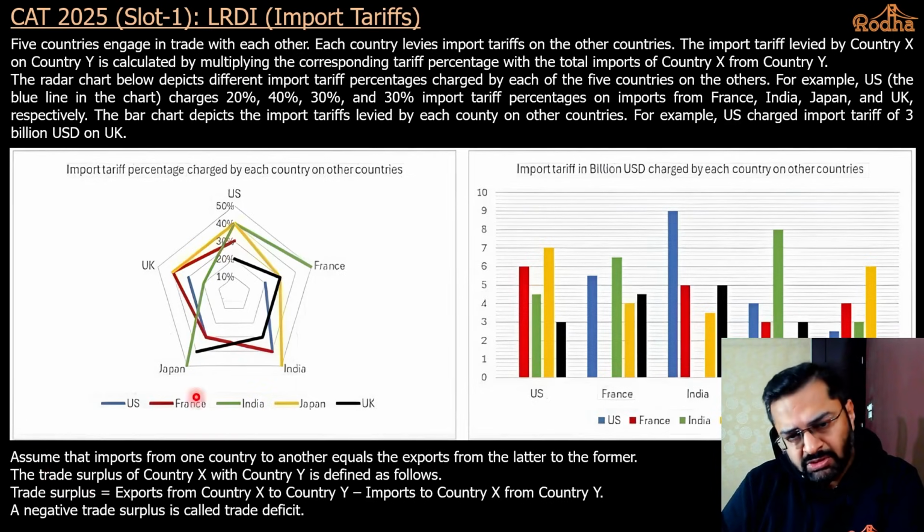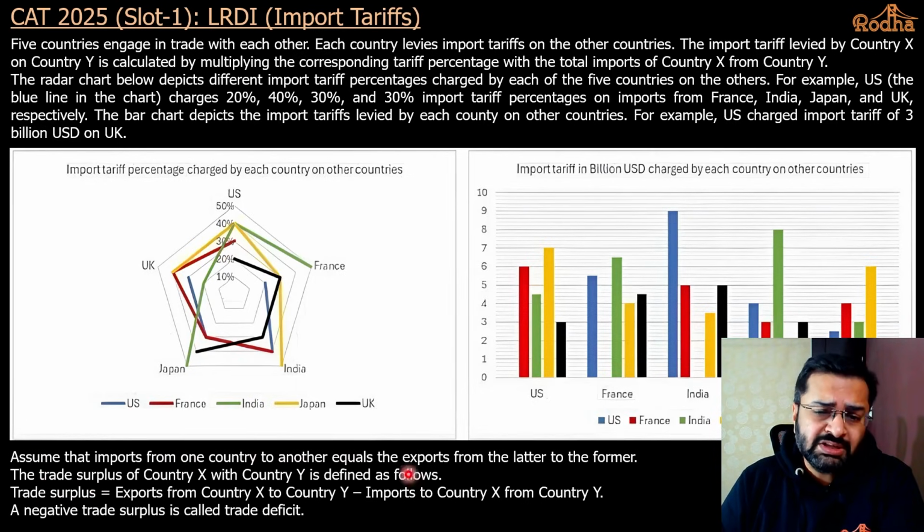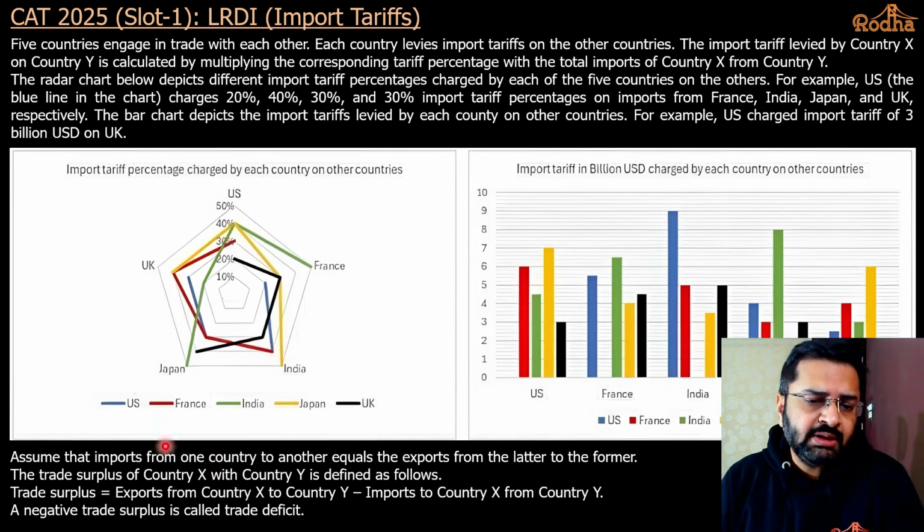The trade surplus, now this is something that as MBA aspirants should know, what is trade surplus, trade deficit, but still they have given the definition.